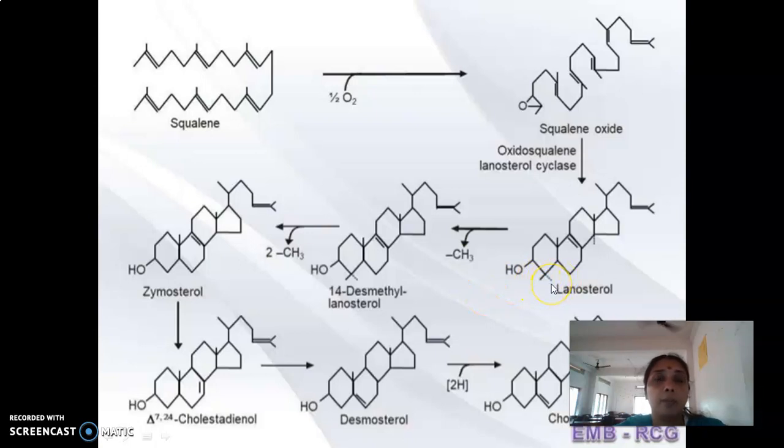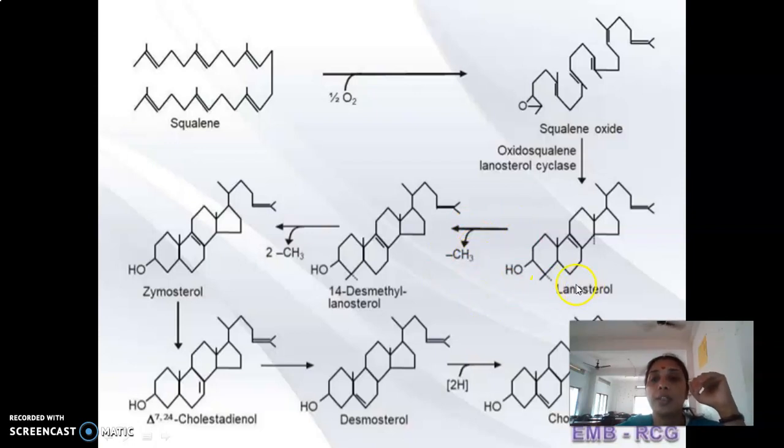Out of the 30 carbon atoms, 3 carbon atoms will be removed in the form of methyl groups. So 30 minus 3, we get 27. So what is happening during the conversion of lanosterol to cholesterol? The shifting of the double bond happens. That is one of the reactions: the shifting of the double bond from C8 and C9 to the 5th and 6th positions. That is one of the changes happening. Another change is the reduction of the number of carbon atoms. The 30 carbon should be reduced to 27 carbon. So it requires the removal of methyl groups. 3 methyl groups are removed.